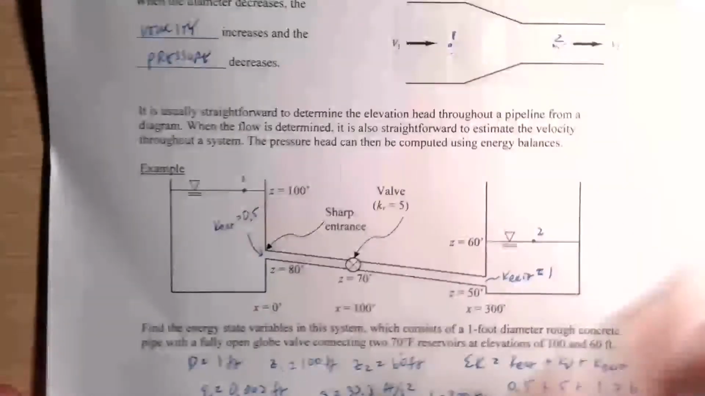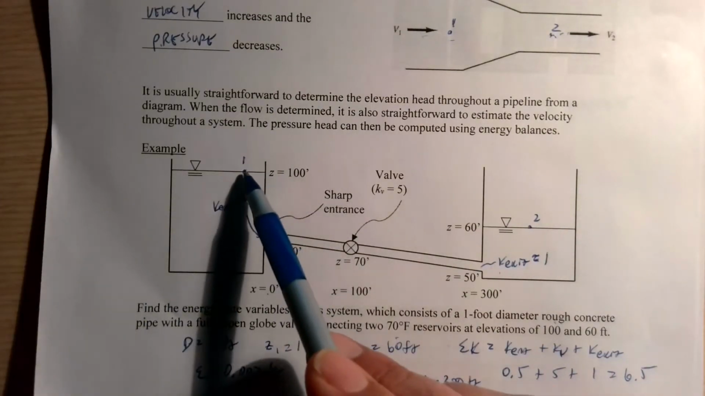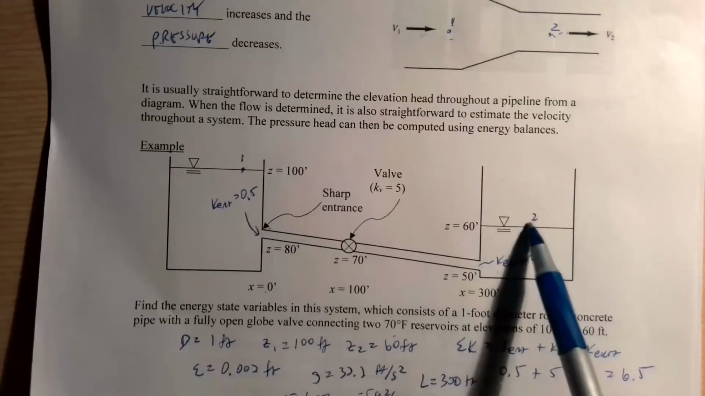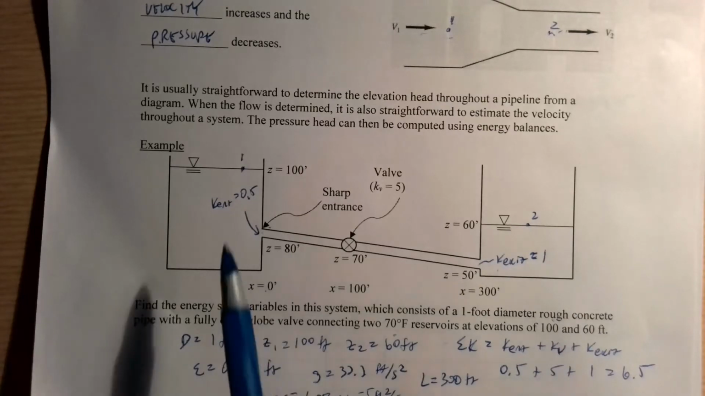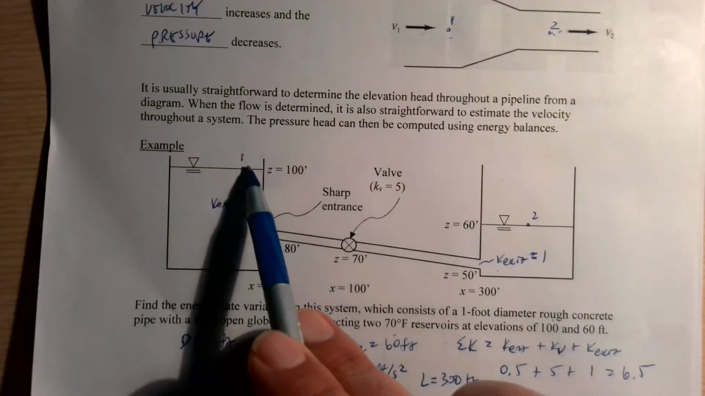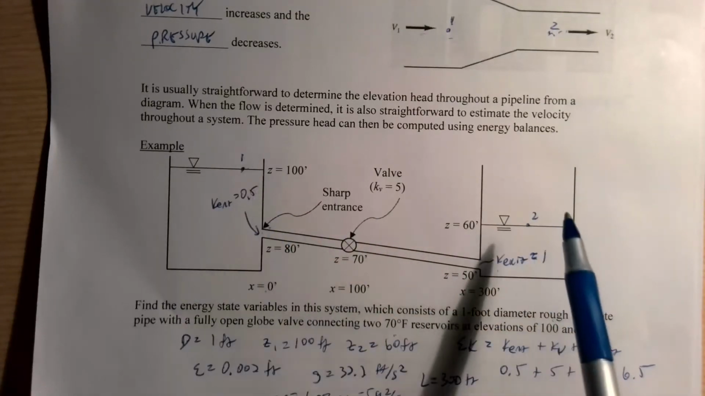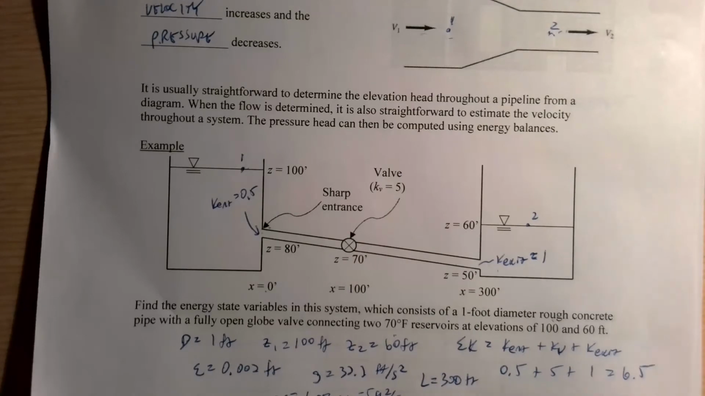Okay, so what is going on with the energy state variables here? The water is flowing from point 1 to point 2. That is the whole idea of Bernoulli's equation, that we are following a flow path. This is a point, and that's a point, connected by flowing water, so therefore they are a flow path. Now, remember, Bernoulli's equation ignores friction, so we have to account for that.